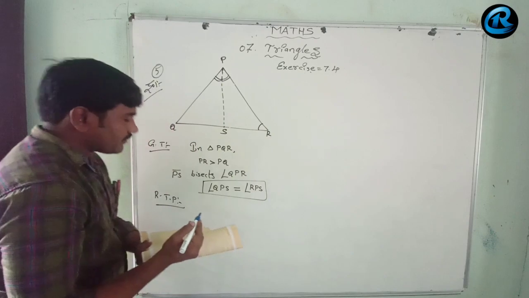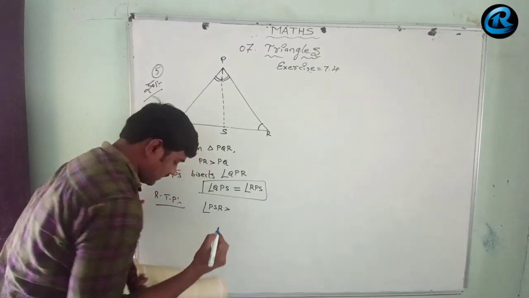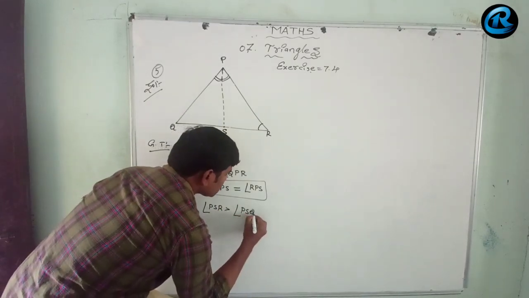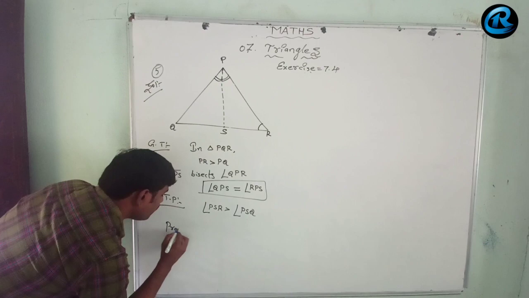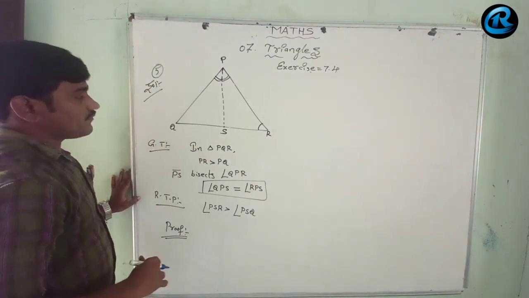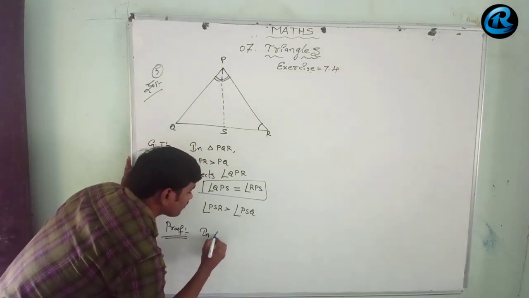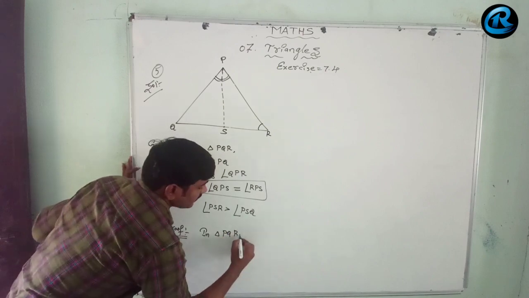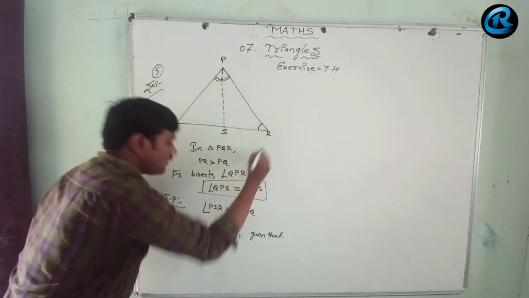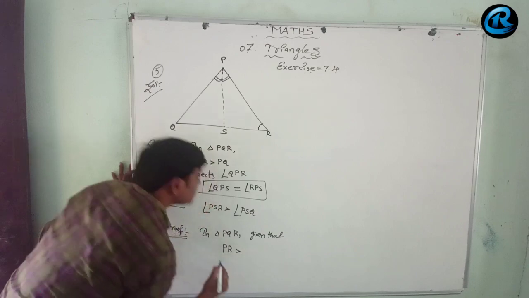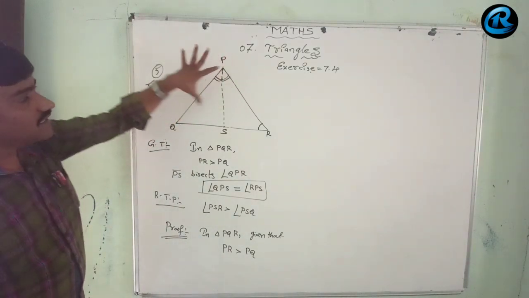So what we need to prove here: angle PSR is greater than angle PSQ. Let us prove this now. Let us go for a proof. As the given first statement, let us take triangle PQR. In triangle PQR, given that PR is greater than PQ.